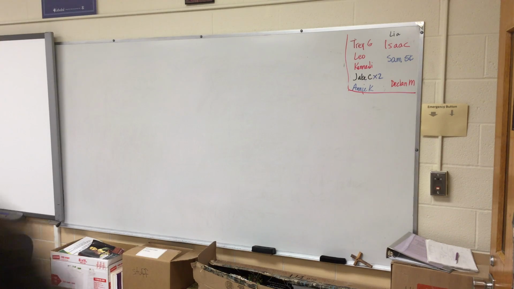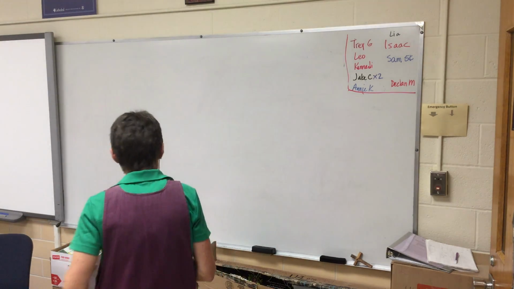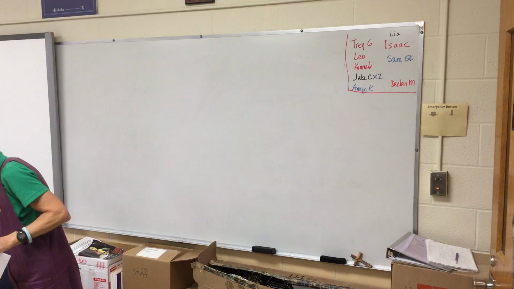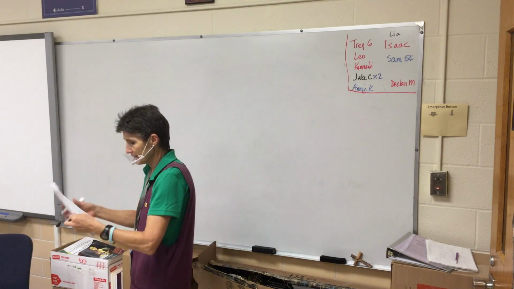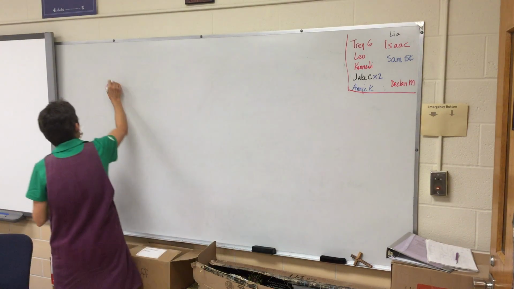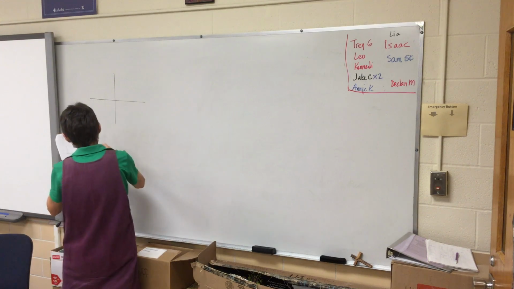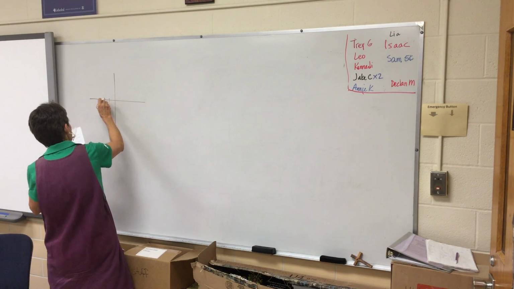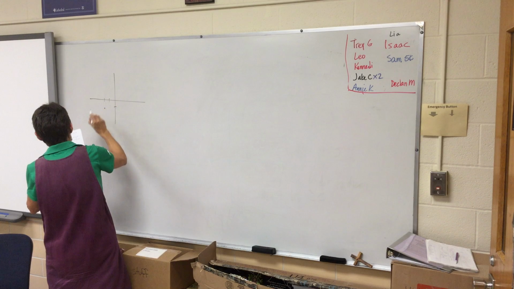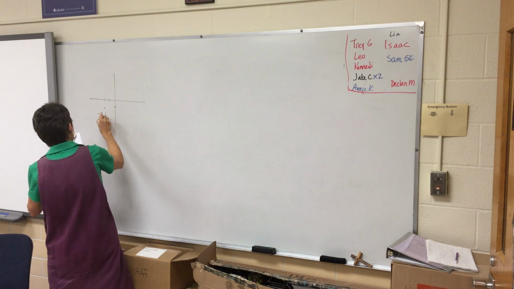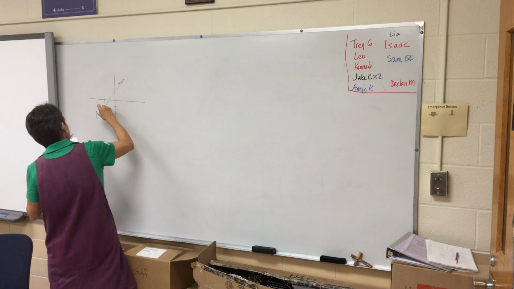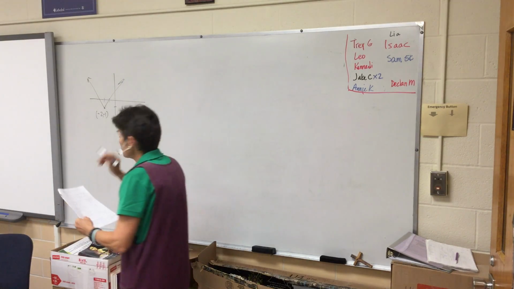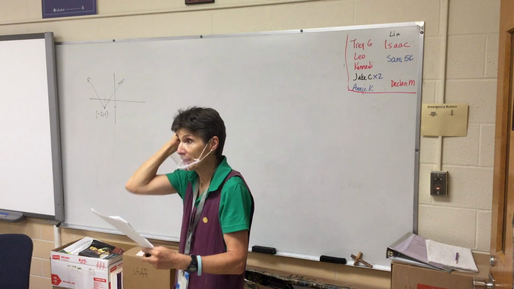We're talking about functions and some different vocabulary associated with them. So we had started yesterday this problem. Remember, it was an absolute value. So it was a V, and it V'd from the point -2, -1. Remember that from last time?